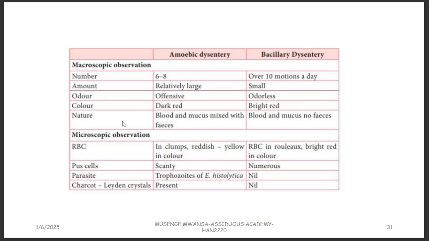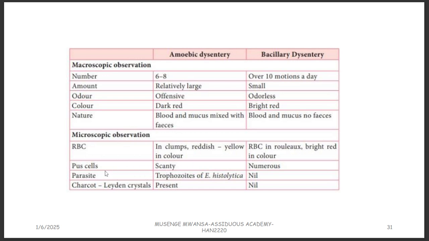When we look at the microscopic findings, the red blood cells in amoebic dysentery are in clumps, reddish and yellow in color, while in bacillary they form rouleaux. You know, rouleaux is when the blood has come together like that, and then it is bright red in color. This one was yellow. And then pus cells are scanty in amoebic dysentery. Pus cells are basically white blood cells.